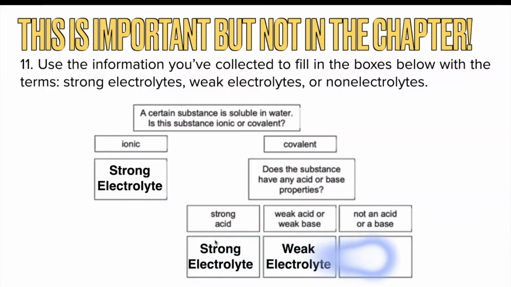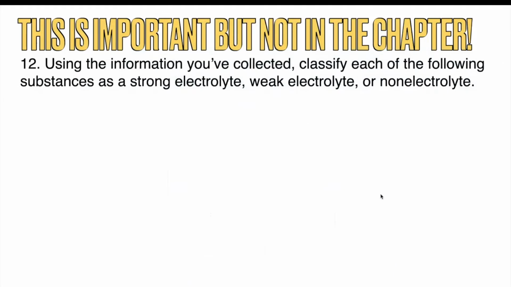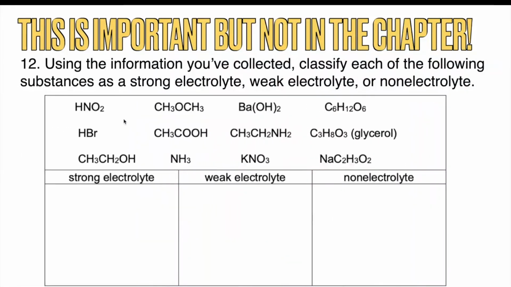Weak acid or weak base? Well, if we have a weak acid or weak base, it's a weak electrolyte. And then if it's covalent, but it's not an acid or a base, then that means it's not an electrolyte. That would be things like we saw previously: ethanol, methanol, sucrose, glucose. Okay, so let's classify the following.